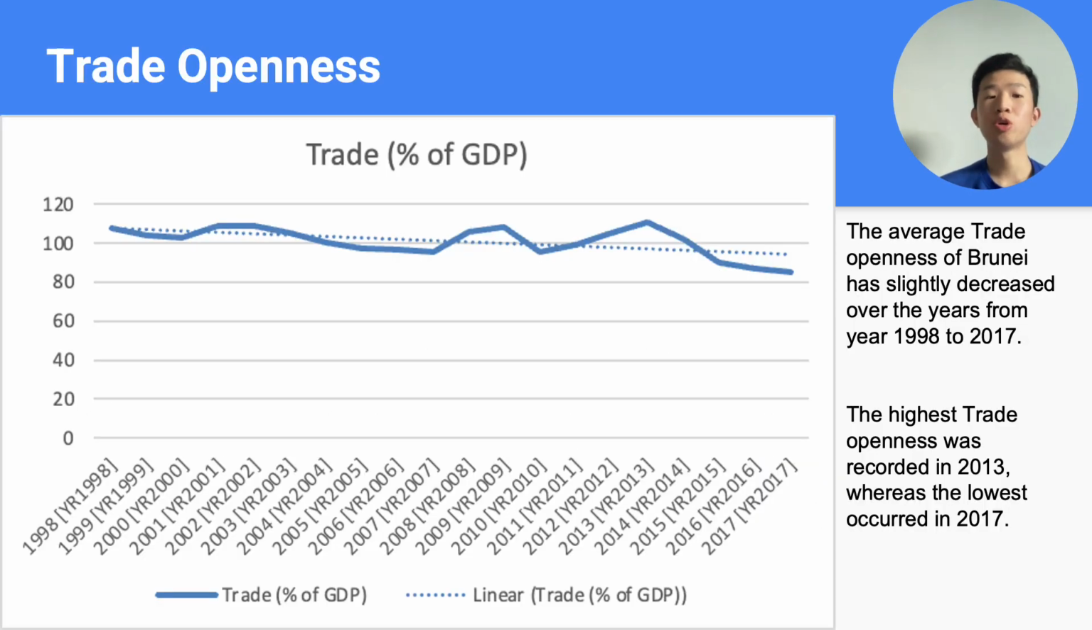Now, let's see the trade openness of Brunei. The average trade openness of Brunei has slightly decreased over the years, from year 1998 to 2017. The highest trade openness of Brunei is in 2013, which is around 110% of its GDP. While, as you can see, the lowest trade openness of Brunei is 2017, which is around 83% of its GDP.